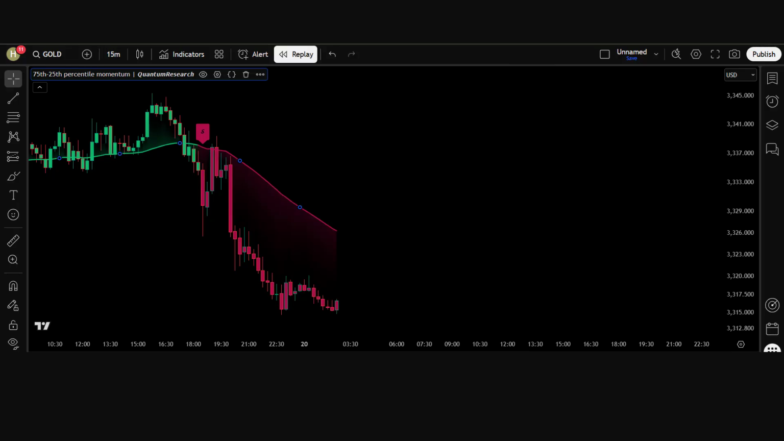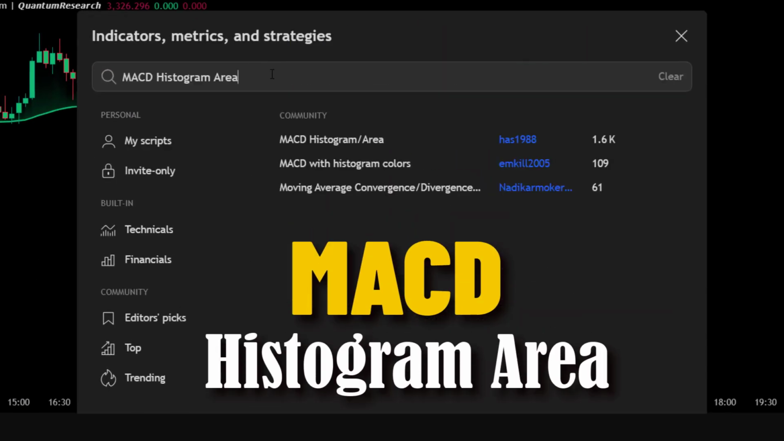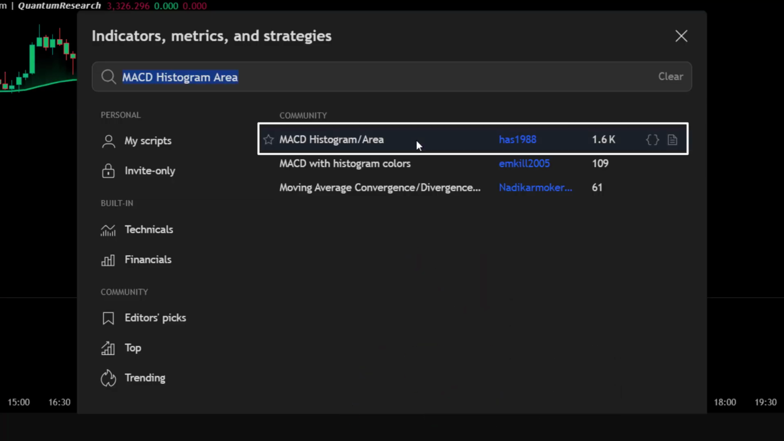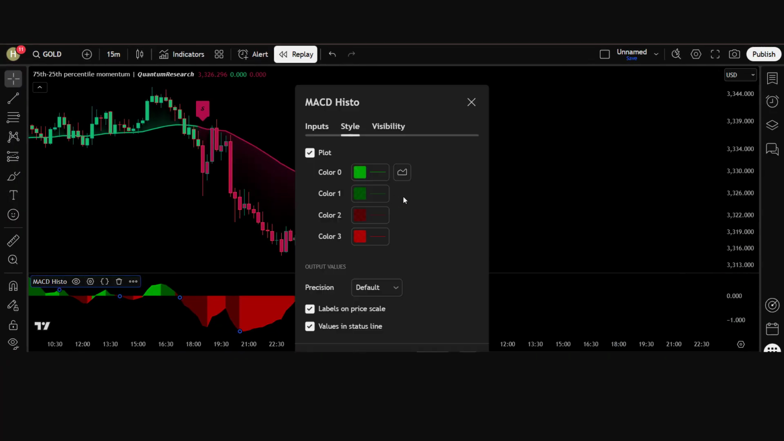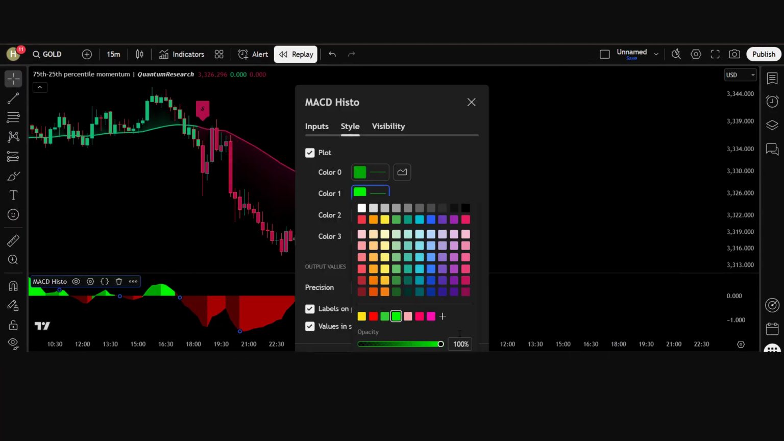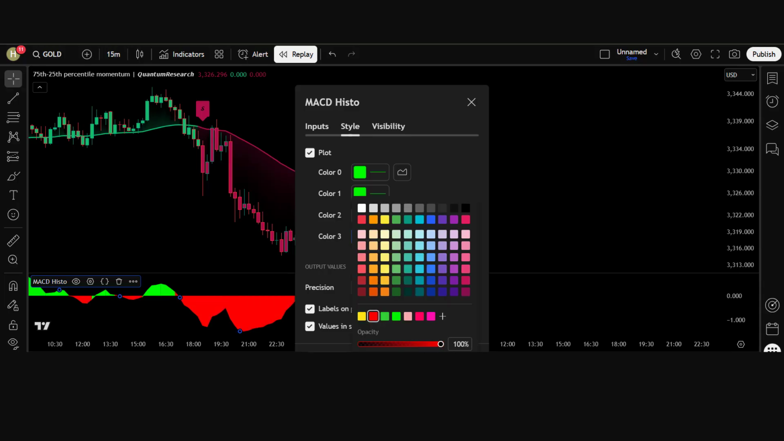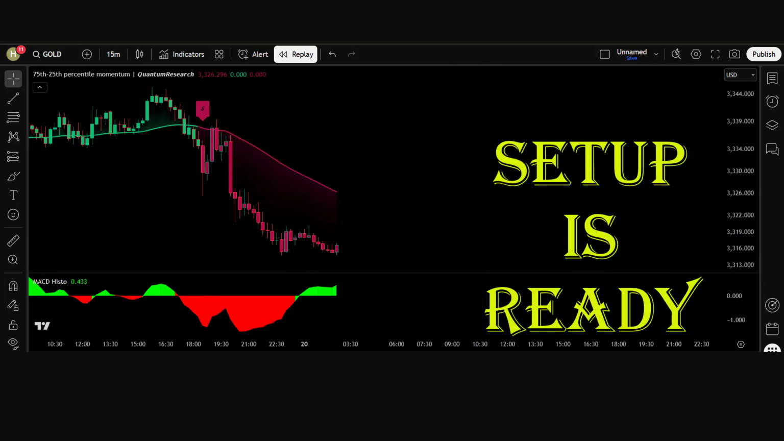Click OK. Now, let's add one more tool to make this strategy even more profitable. Search for MACD histogram area. Add it to your chart. Adjust the settings. Click OK. Now setup is ready.